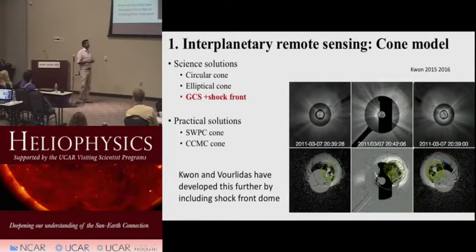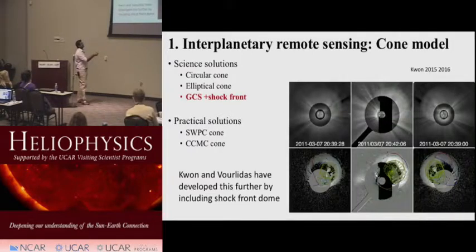And in particular, quite recently, that's been modified. There are a few teams that have tried to do this. What they've done is they've incorporated that GCS, and they've done it so that you can now add more than one GCS model onto the images. And you can add a shock model on top of it. And the shock model is in essence just a sphere, a dome, which gets added on top.